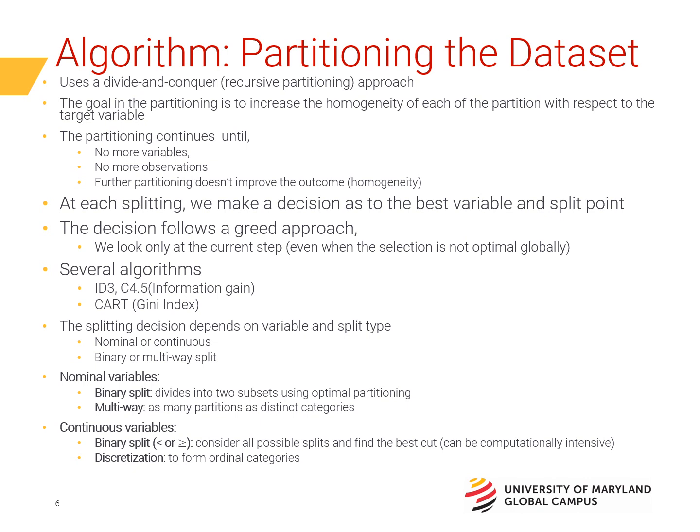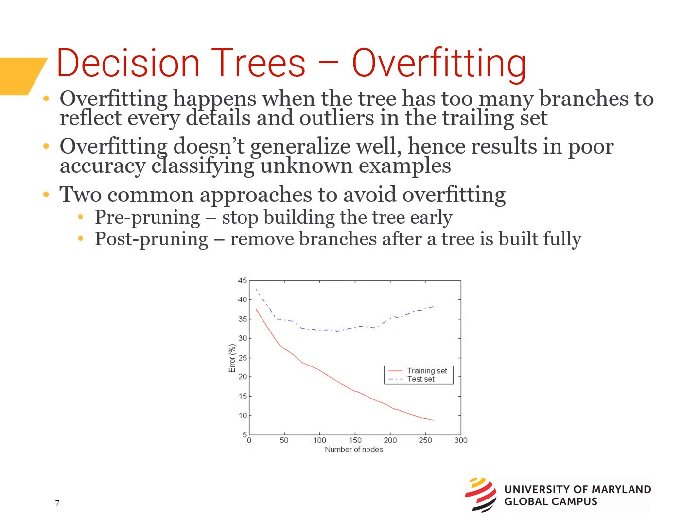By carefully navigating through these choices and considerations, decision tree algorithms can effectively partition the dataset and create a meaningful tree structure for classification or regression tasks. When working with decision trees, one of the key challenges is to strike the right balance between capturing the underlying patterns in the data and avoiding overfitting. Overfitting is a common pitfall that occurs when the tree becomes too complex, with an excessive number of branches that attempt to reflect every detail and outlier in the training set.